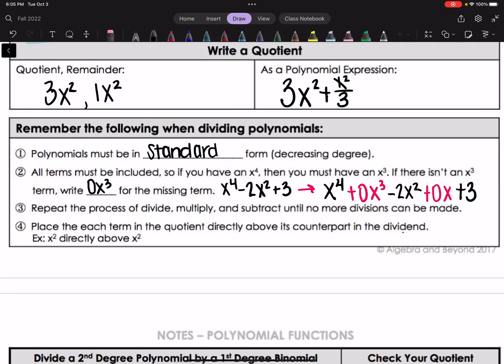Our third reminder, we're going to repeat this process of dividing, multiplying, and subtracting until no more division can be made. So that goes back to our warm-up problem where you're dividing, multiplying, subtracting, bringing down the next term, and then that process starts over. We're going to use that same process as we start to divide polynomials. And then fourth reminder, we want to place each term in the quotient directly above its counterpart. That's just so our work stays aligned and we know that the degree of our quotient is always one less than the degree of our dividend.